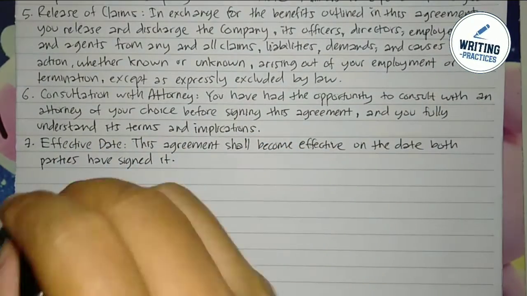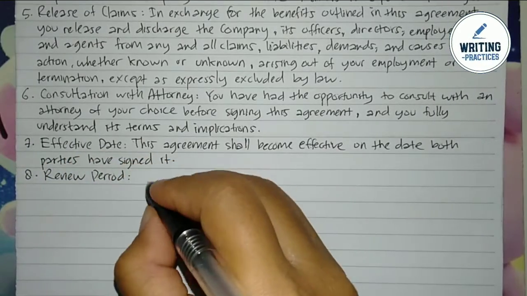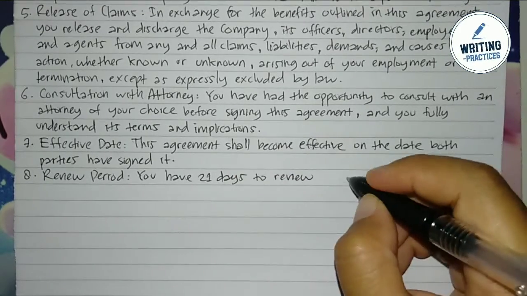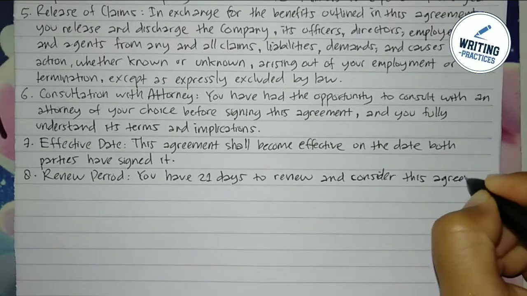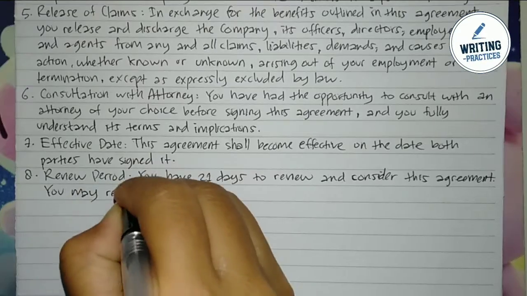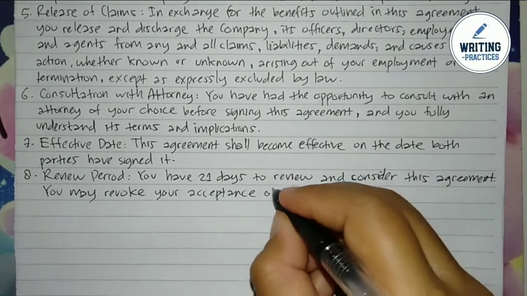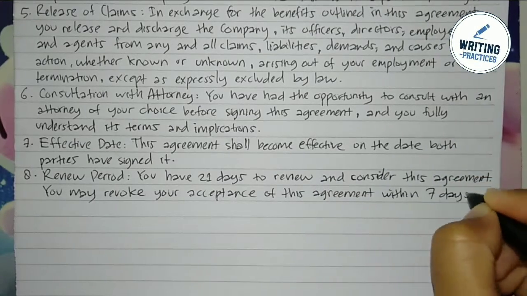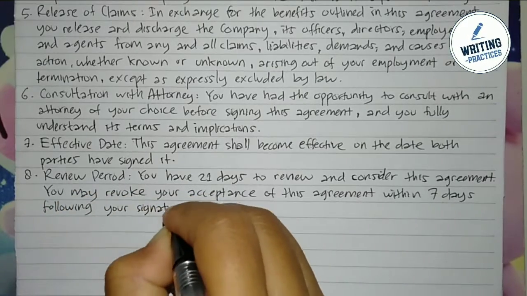In the eighth point, which is the last one, you need to write about review period. In this case, you must give information about the review period, and tell the recipient that he or she has the right to revoke acceptance within 7 days. If you don't know how to write it, you may simply copy this. Review period. You have 21 days to review and consider this agreement. You may revoke your acceptance of this agreement within 7 days following your signature.